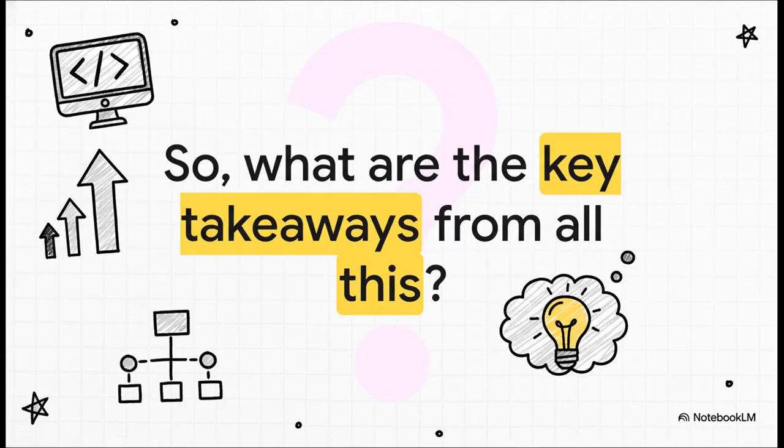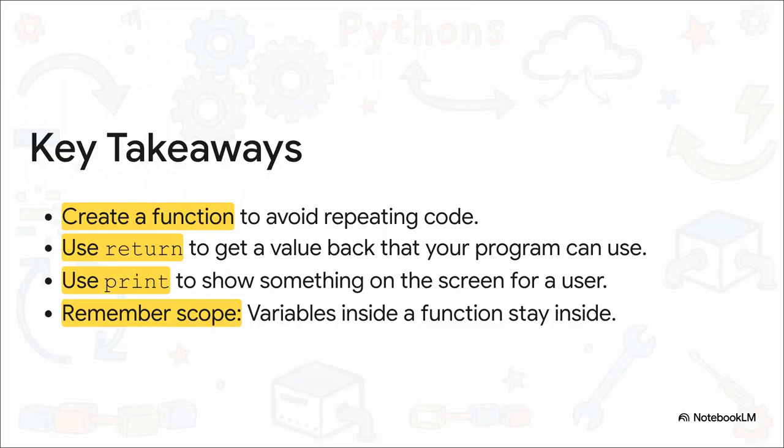Whew, we have covered a lot of ground here, right? From the very basics all the way to some more advanced tricks. So after all of that, what's the big idea? What's the main thing you should take away? Let's just boil it down to the most important points. First, the moment you catch yourself starting to repeat code, stop and create a function. Second, make a conscious choice. Use return if your program needs to work with the result, but use print if you just need to show it to a person.